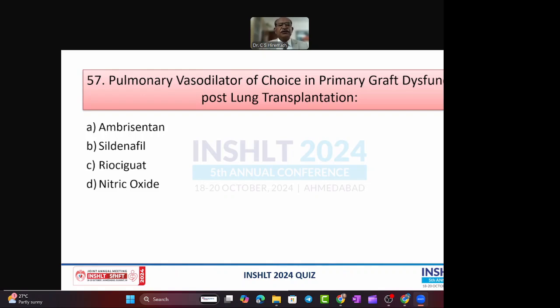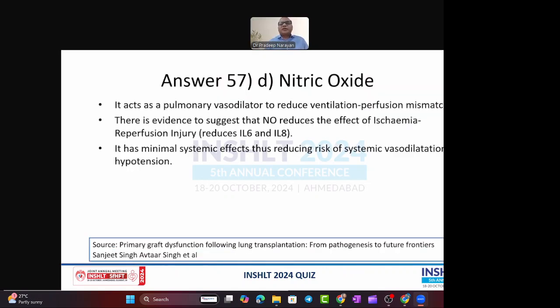Pulmonary vasodilator of choice in primary graft dysfunction post lung transplantation is... That's again a very simple answer. It's nitric oxide. I think anybody who has been involved with lung transplant knows that. And I think Dr. Chintan already quite nicely talked about the ischemia reperfusion injury, so I will not go into it. But nitric oxide is the answer. Yes. Next slide, please.